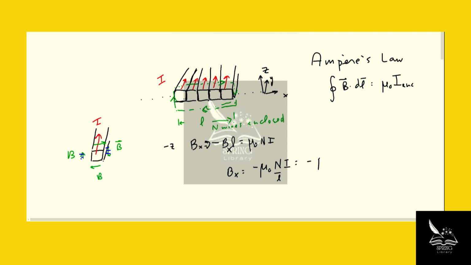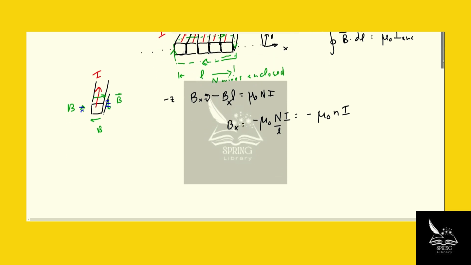And we're just going to represent the number of wires per unit length as a little n. That tends to be something people do: use little n in place of n per unit length. Upstairs in the positive z direction, our B_x is going to be positive, but it's the same loop, just going in the opposite direction. So we'll enclose the same amount of current, and B_x is mu naught little n times I, but positive.